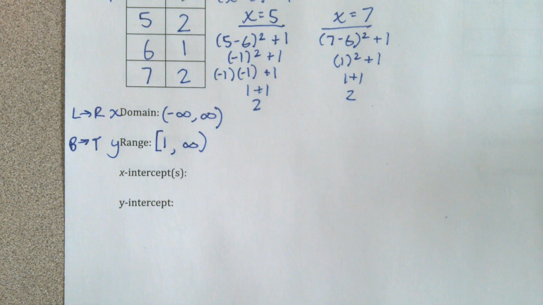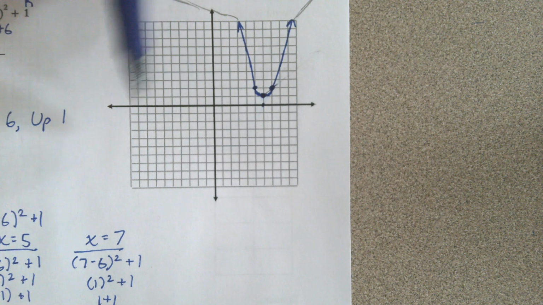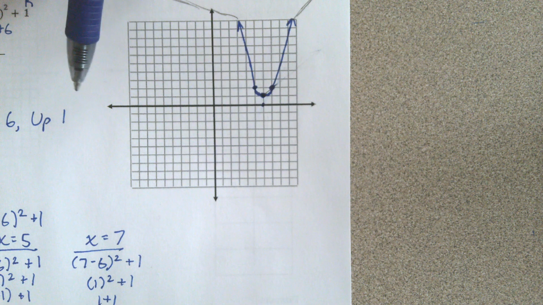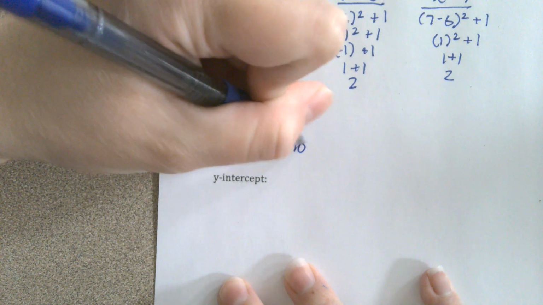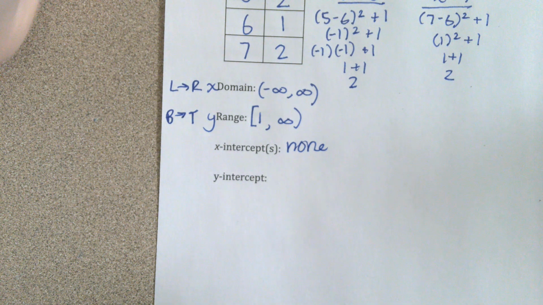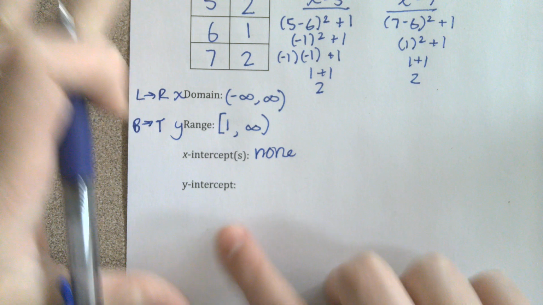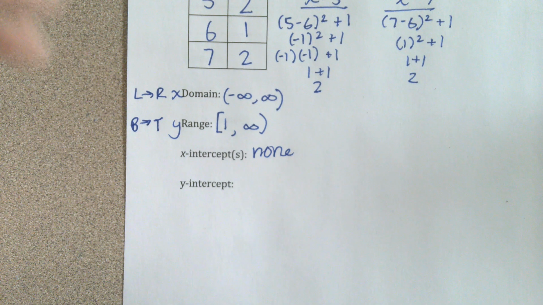So that's our range. X-intercept, or intercepts if we have multiple. That's where the graph crosses the x-axis. Hopefully you can see that this graph does not cross the x-axis at all. So the answer here is none. Lastly, we have the y-intercept. The y-intercept is where it crosses the y-axis.